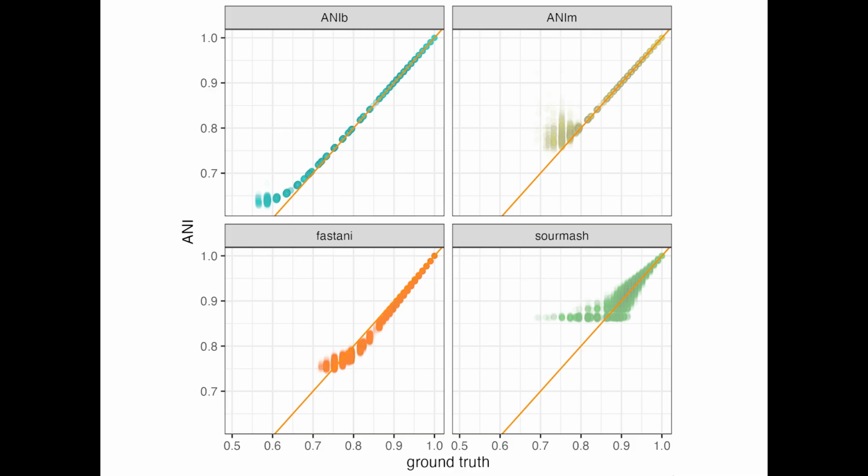In the upper right figure, ANIm results also track the orange line well between 80 and 100% identity, but fastANI in the lower left figure looks to consistently underestimate the ground truth identity over the same range. Sourmash in the lower right appears to be a good central estimator of the ground truth, but individual results show quite a bit of variation about this central estimate.